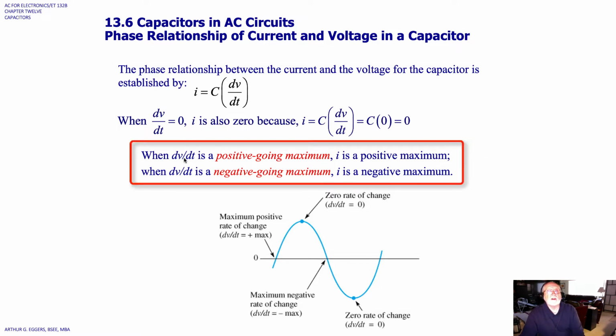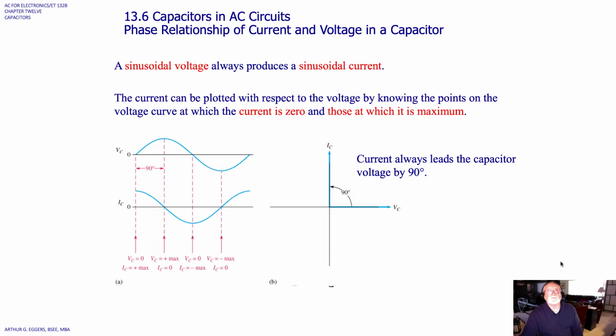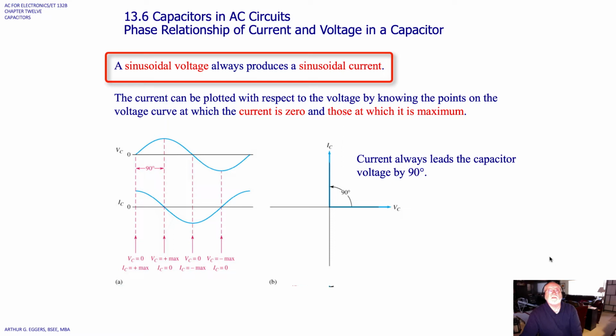When voltage, dV by dt, is a positive going maximum, the current then is a positive maximum. When the rate of change of voltage by time is a negative going maximum, correspondingly, the current is a negative maximum. So you need to get this in your mind, what's going on here as the voltage changes, what the corresponding current is doing at the same time. A sinusoidal voltage then always produces a corresponding sinusoidal current. So they go hand in hand.